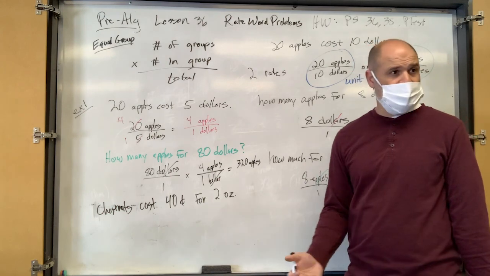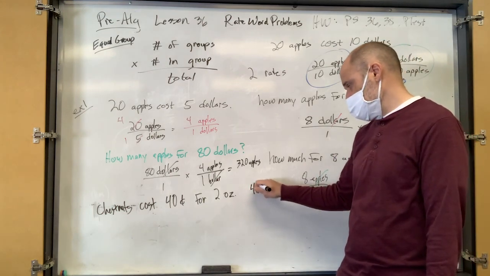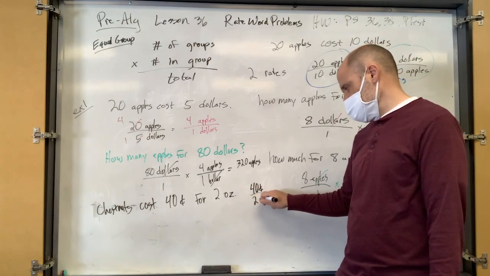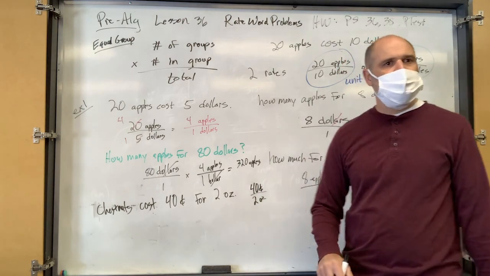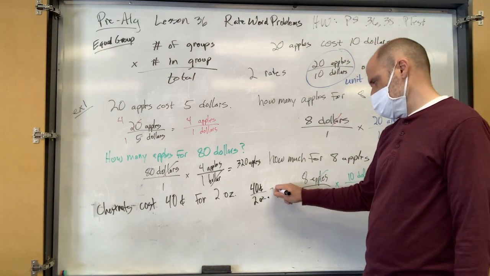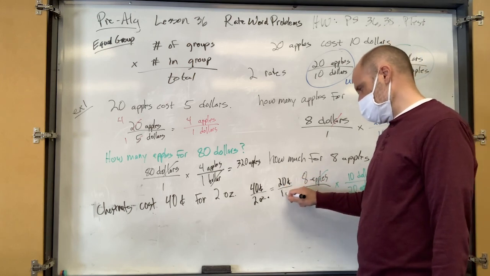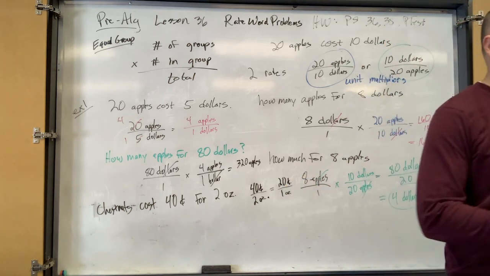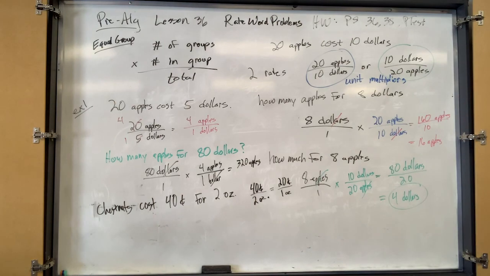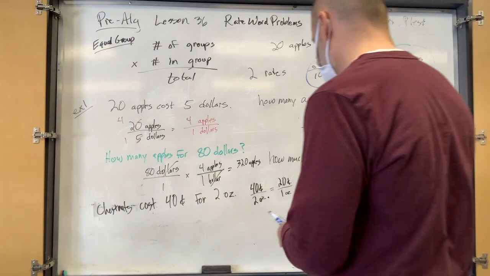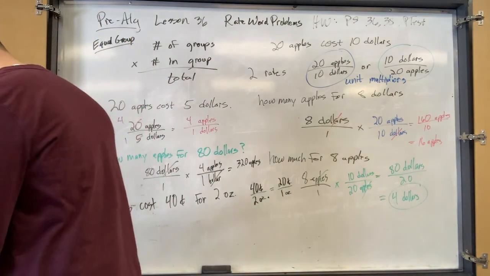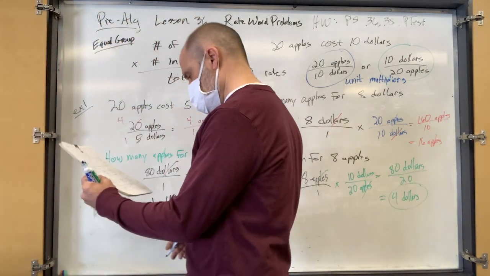Yeah, but that can reduce, right? 40 cents, 2 ounces. So how does that reduce? It's 20 cents per ounce. Yeah, for 1 ounce, right? 20 cents per ounce. That means 10 ounces is going to be 200 cents. That's right. So here's my question.